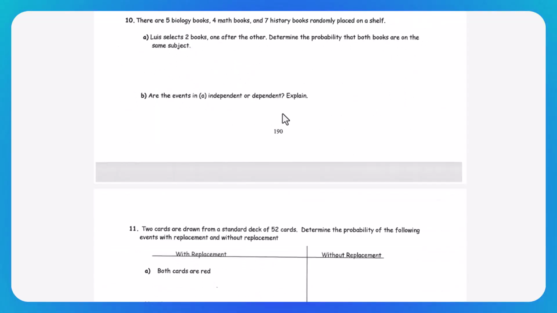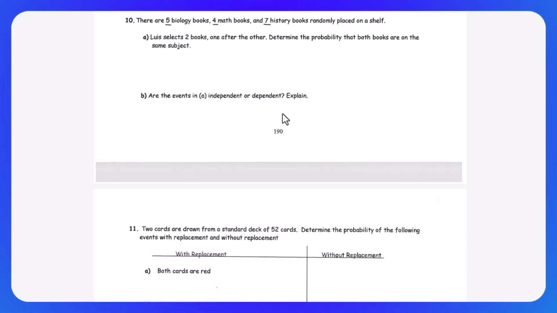Okay, let's look at number 10. Here we have a bunch of books on a shelf: 5 bio, 4 math, not enough math books in my opinion, and 7 history books, and they're randomly placed on the shelf. Louise selects 2 books, one after the other. Determine the probability that both books are on the same subject.